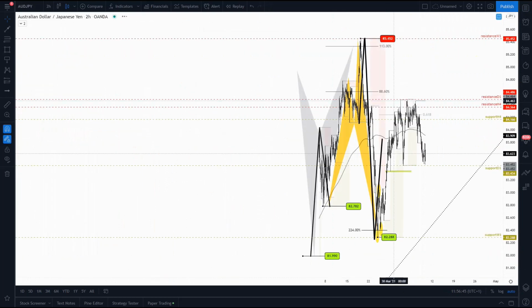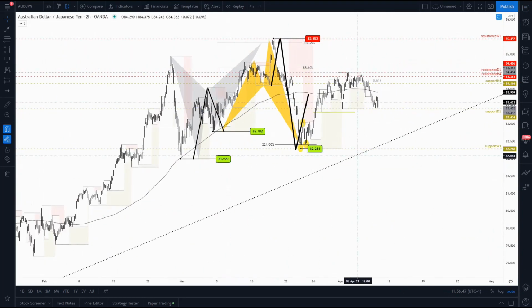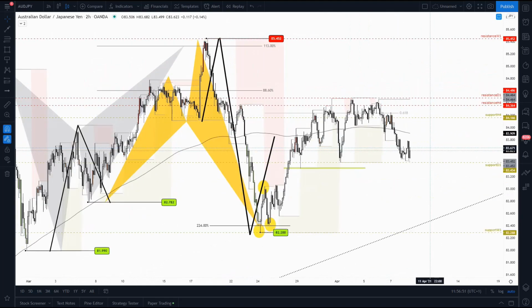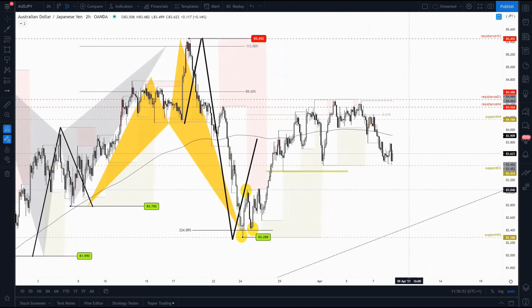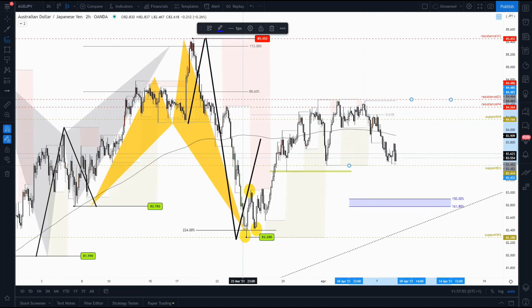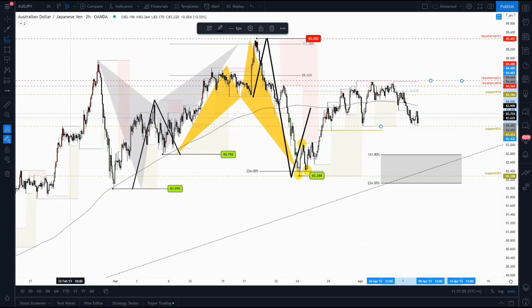Aussie, or Australian dollar versus the Japanese yen. Nothing specific at this point. Let me just draw another possibility here, because we have these new highs. Let me search for some convergence here.